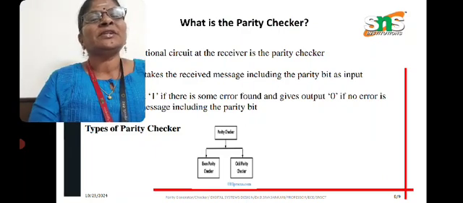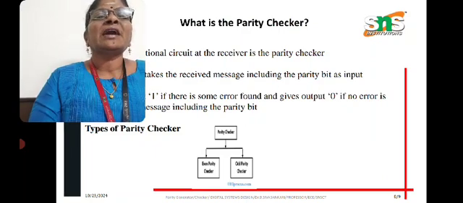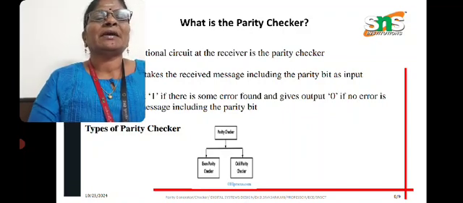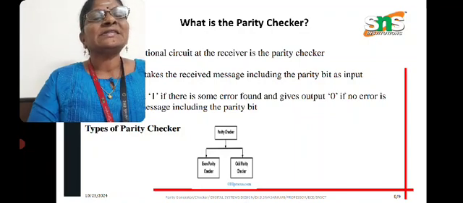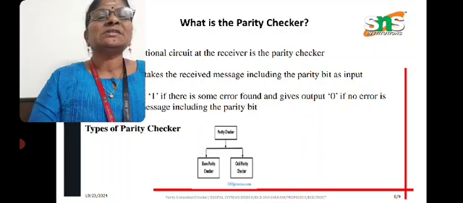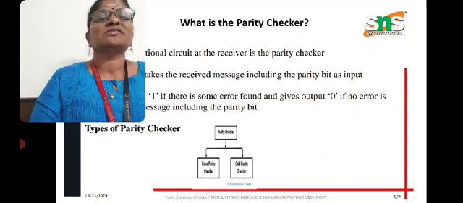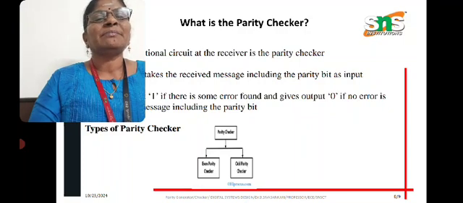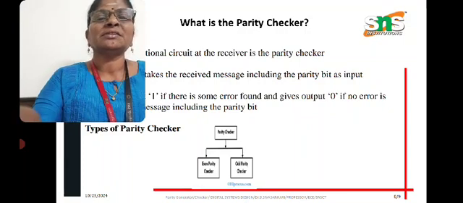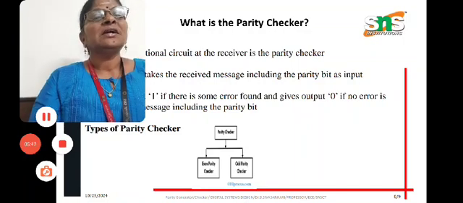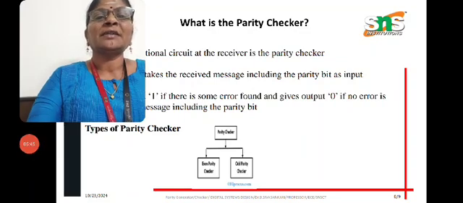Now the parity checker. In this combinational circuit at the receiver we have a checker circuit. It takes the received message including the parity bit as input. If some error is found, it gives output 0, and if there is no error, then the message including the parity bit is accepted from the transmitter to the receiver. Here also we have two types, the even parity checker and the odd parity checker. This parity checker will be at the receiver end. This is all about the parity generator and parity checker.